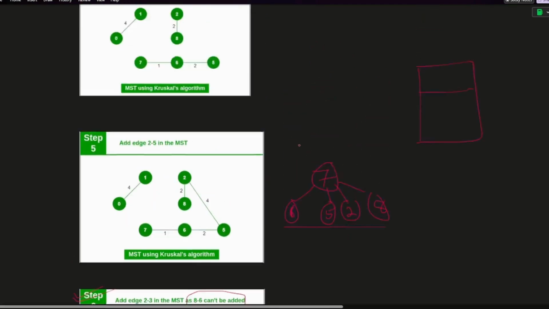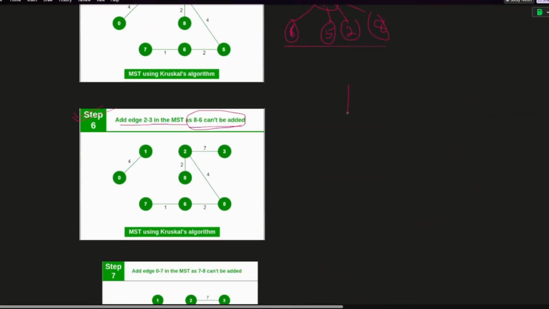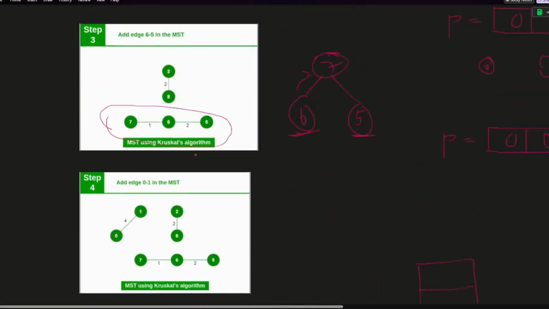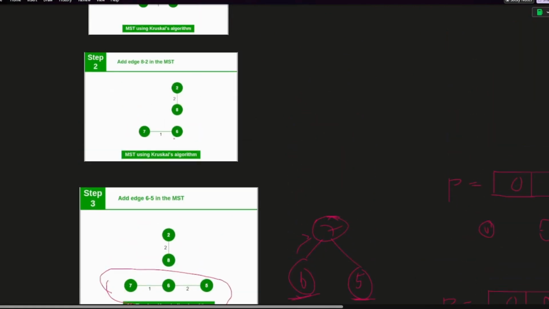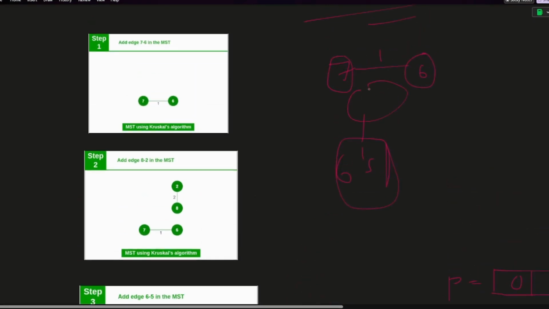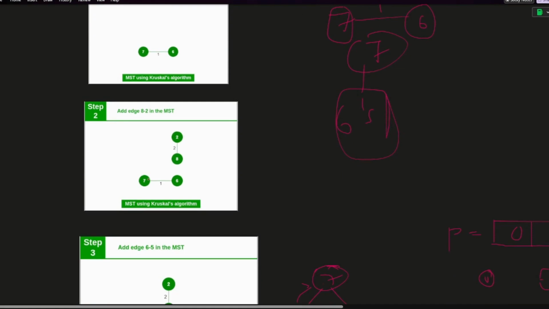There is a concept of having a common parent. Let's say 7, 6. When it's joined, 6 has to be represented in such a way that its parent is basically 7, right? 6's parent is basically 7. Well, 7 is the parent himself, so his parent would be 7 itself.